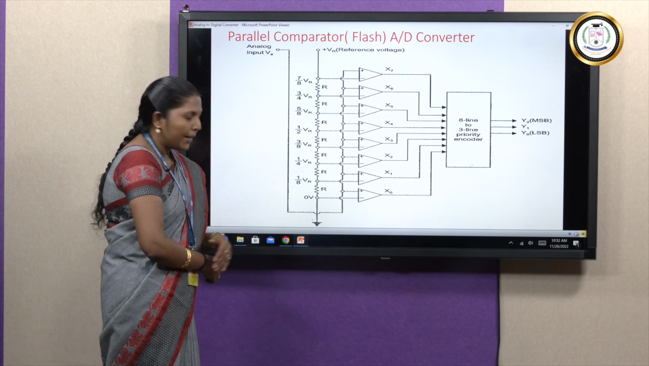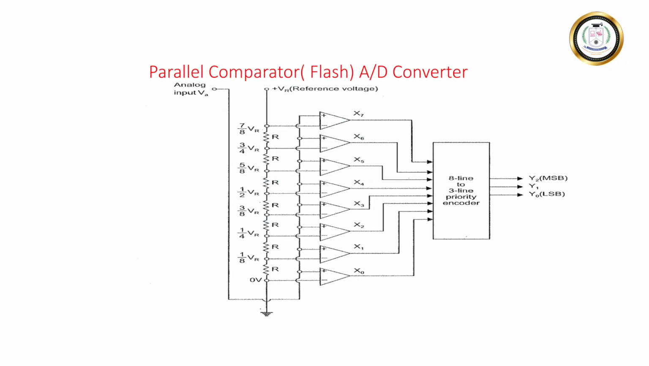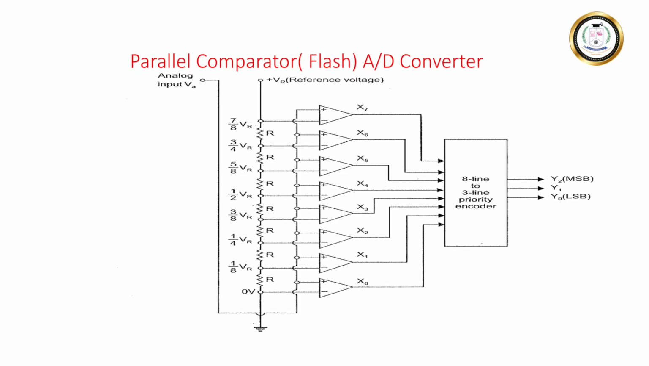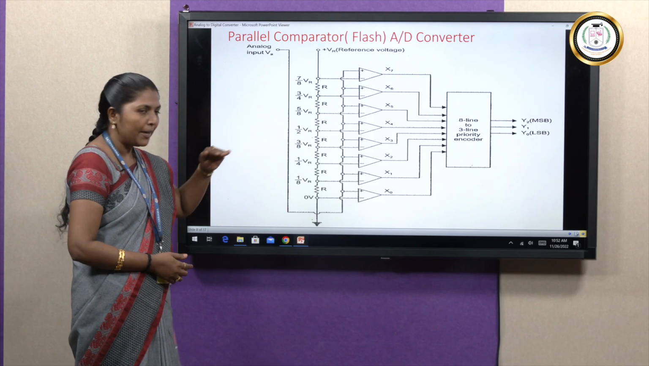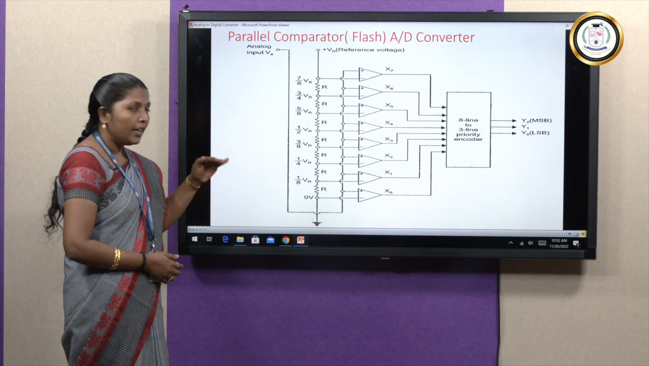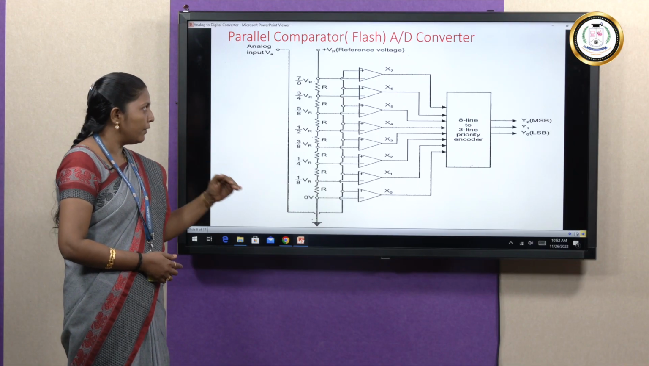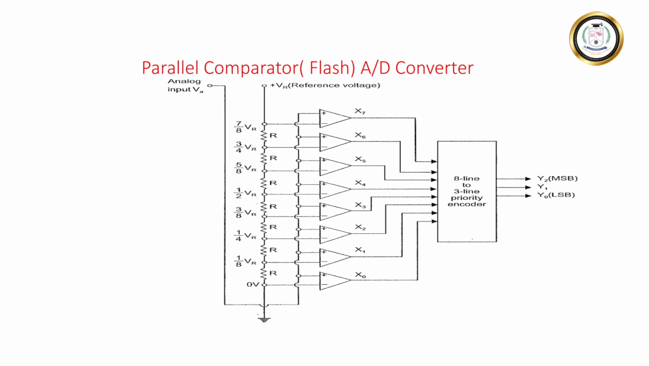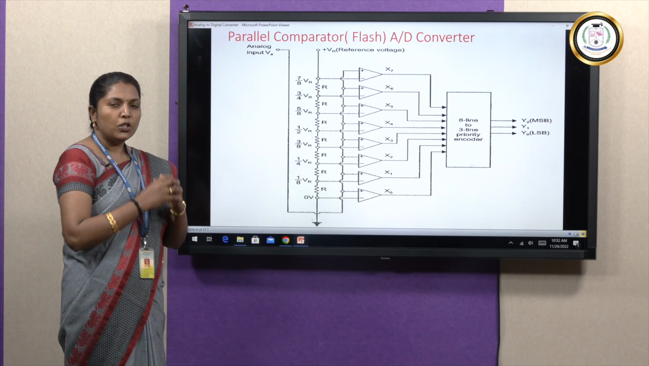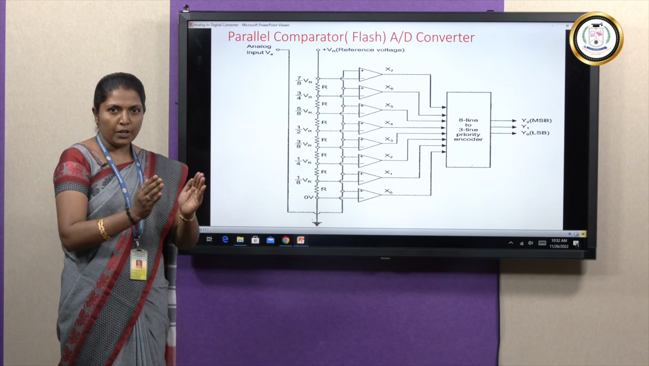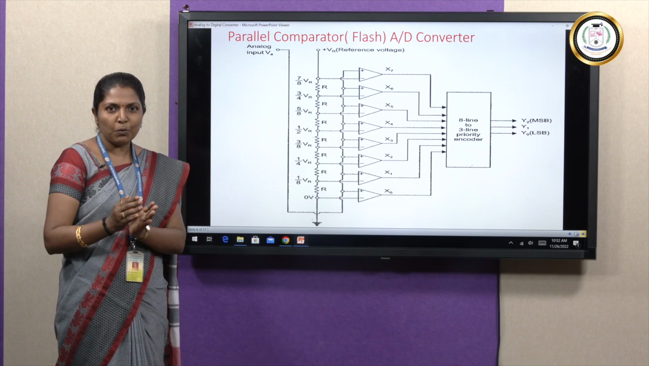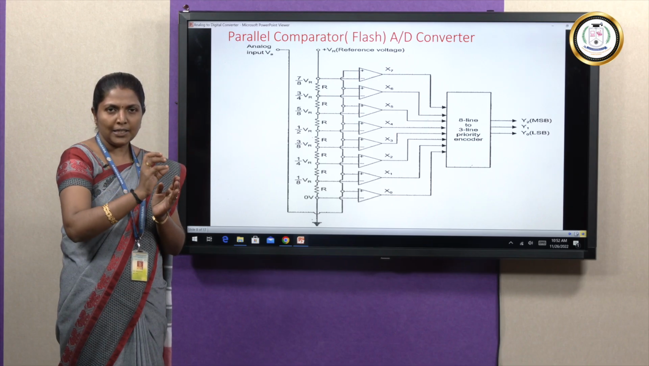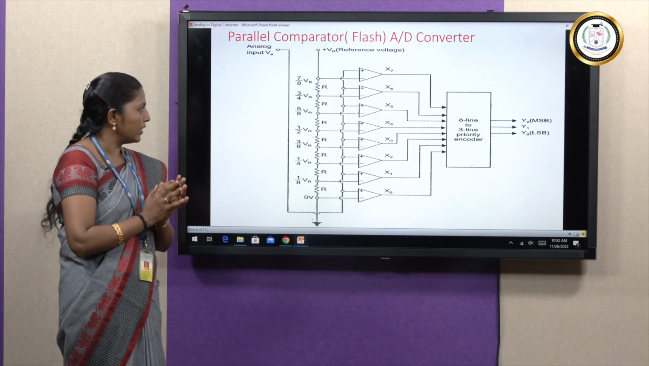To the third comparator's negative terminal we are giving 1 by 4 VR. To the fourth, 3 by 8 VR. To the next comparator, 1 by 2 VR, and to the next one, 5 by 8 VR. Next one 3 by 4 VR, and to the top one the reference voltage is 7 by 8 VR. So each comparator gets two inputs now: one is the analog signal, the second is the nodal voltage, the reference voltage divided by the resistors, which is called the nodal voltage.